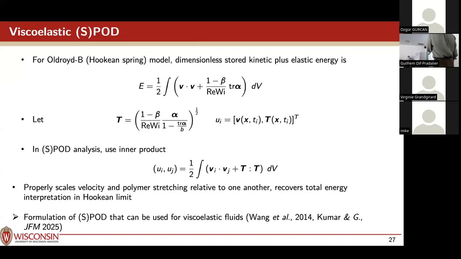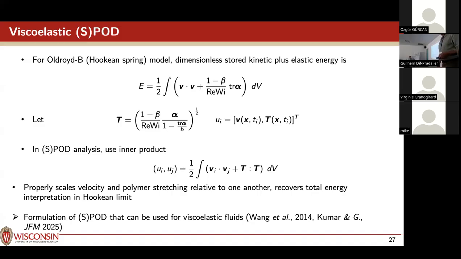That's a scaled stretch tensor, and then we use the velocity field and the scaled square root tensor, and use this as the inner product that goes into the PCA. Now this naturally builds in the polymer stretching, and it builds in the proper scaling of the ratio between the polymer stretching and the velocity. So this very naturally is the approach to use for polymers.